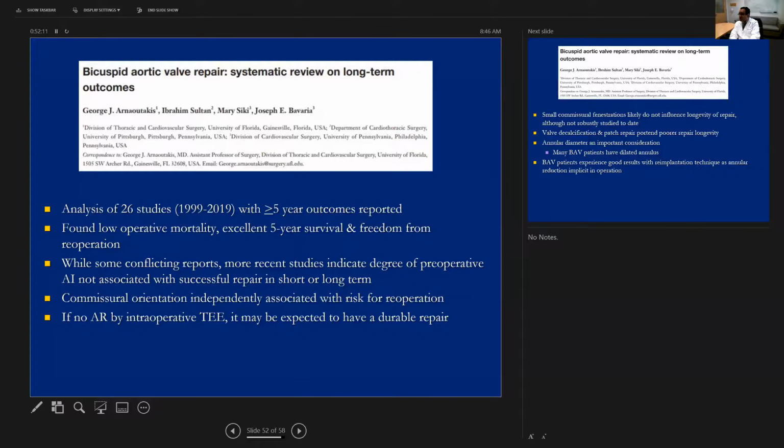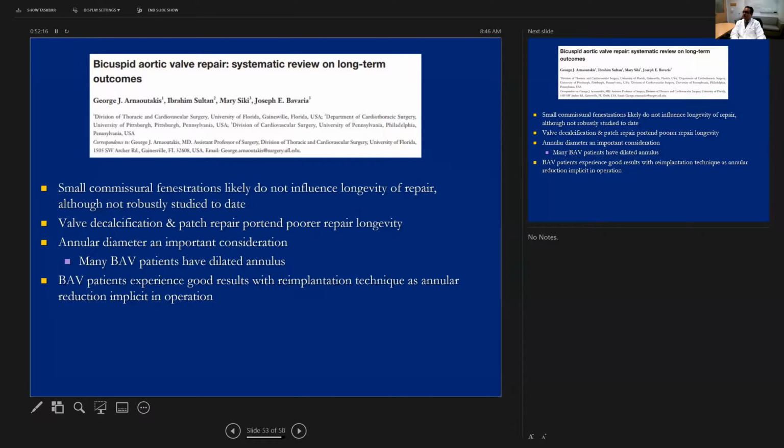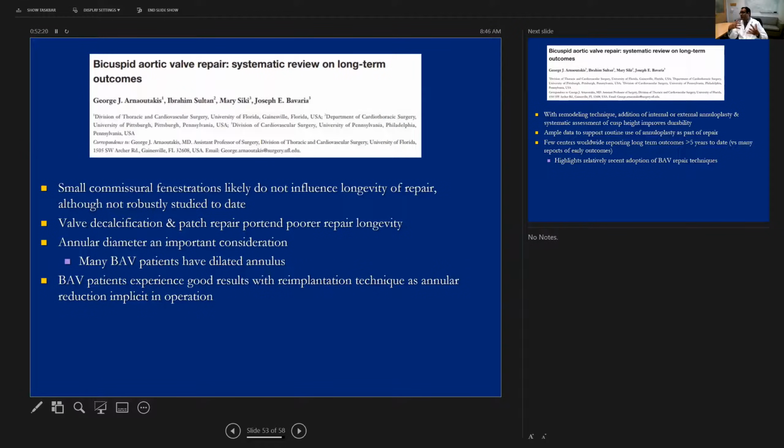We also found that if there's no aortic regurgitation by intraoperative TEE, you can expect in general to have a very good, durable repair. In this study, looking at all the repair techniques that were employed, we found that small commissural fenestrations do not influence longevity of repair. So if there are commissural fenestrations, I'll sometimes leave them alone unless they start expanding or extending towards the middle of the leaflet free margin. Valve decalcification is associated with poor repair longevity.